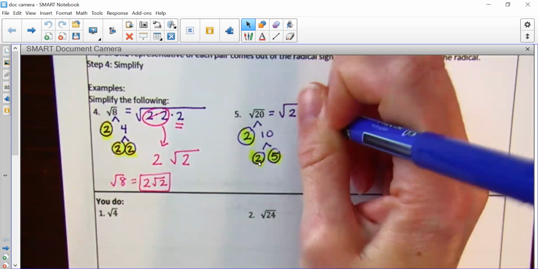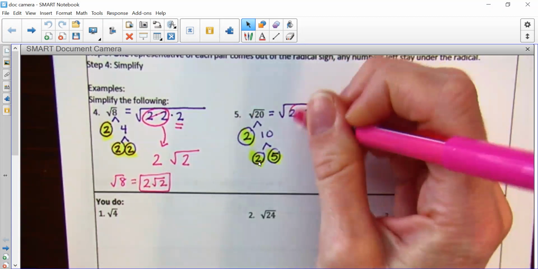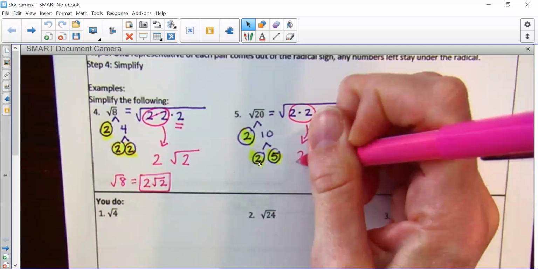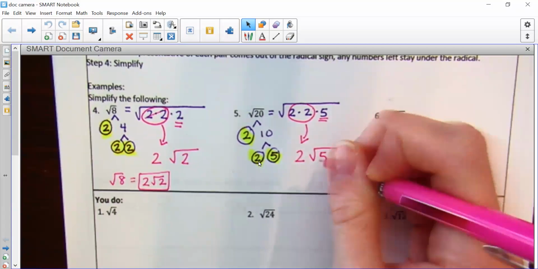2 times 2 times 5. Now I'm going to look for any pairs. I've got a pair of 2s. So those come out from underneath the radical as one representative, and any number without a pair stays underneath.